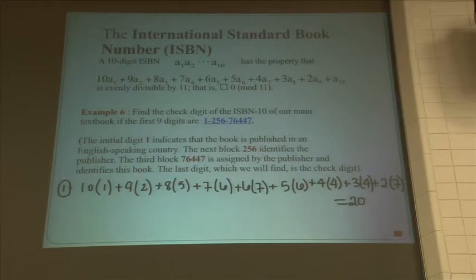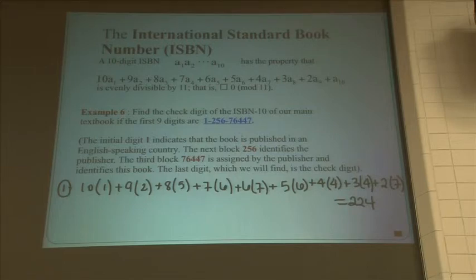Nope, wrong again. I've got 224. Let's double check that. So, 10 times 1, 9 times 2, 8 times 5. Anyone else get 224? Yeah. I got 224. Awesome. Okay.